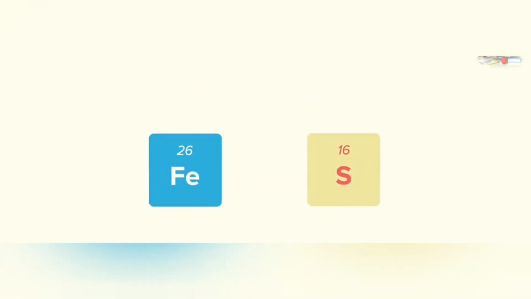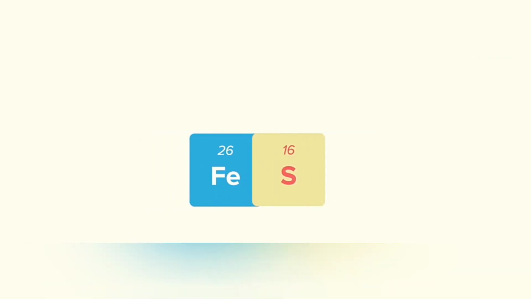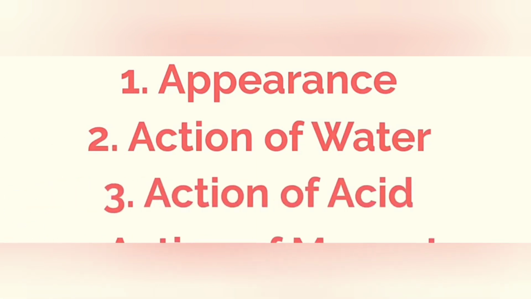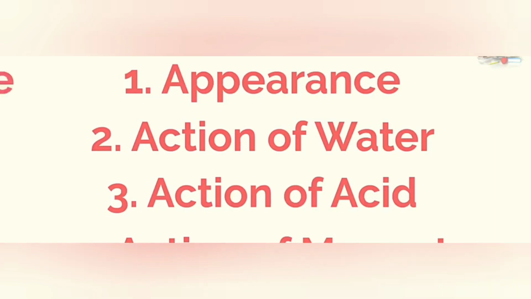So consider the two elements iron and sulfur. We should perform 4 tests. Firstly, on iron and sulfur separately. Secondly, on a mixture of iron and sulfur. And thirdly, on a heated mixture of iron and sulfur. The 4 tests we are going to do are appearance, action of water, action of an acid, and finally, action of a magnet. So starting with performing the tests on iron and sulfur separately.